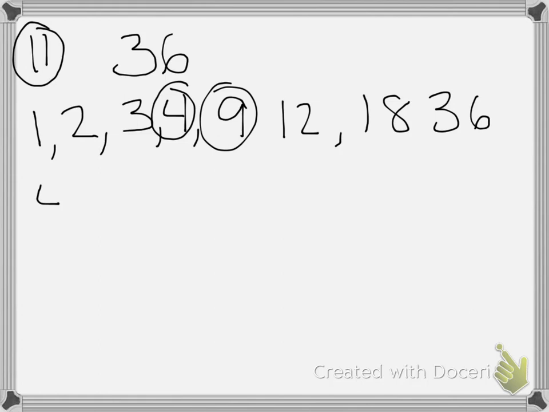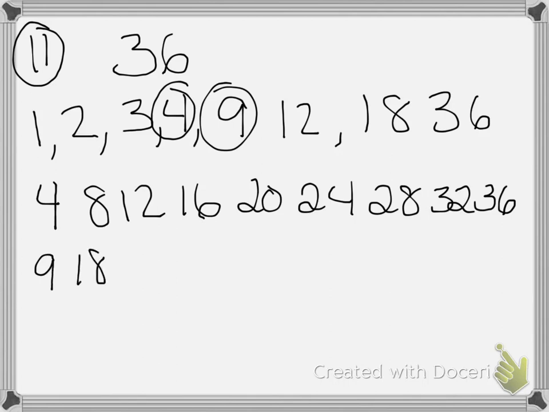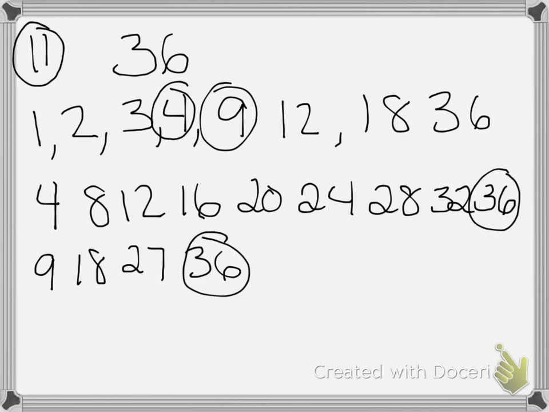And so if I list my multiples of 4, I have 4, 8, 12, 16, 20, 24, 28, 32, 36. And then I have my 9s, 9, 18, 27, 36. My least common multiple is 36. So my factor pair of 4 and 9, their least common multiple, is 36.